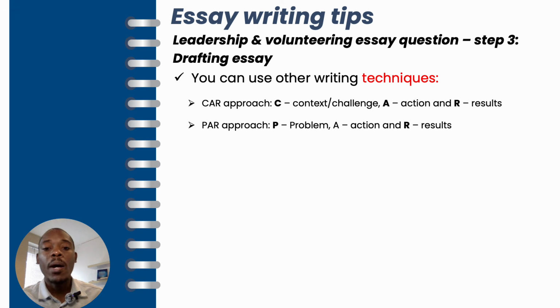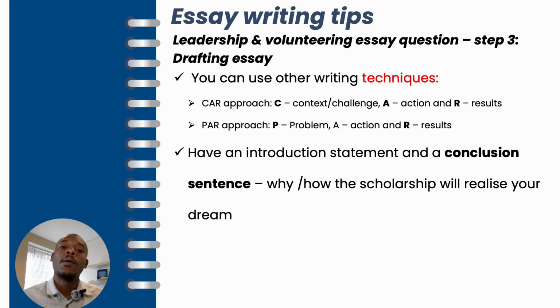You can also use the PAR approach or PAR technique. This starts with the problem. You clearly give the problem that was existing and you needed to solve as a leader, or you volunteered to contribute to solving, what action you did as a leader or as a volunteer, and the results of that voluntary or leadership role. So as you are writing the essay, you need to have an introductory statement, and you need to have a conclusion statement on how you think the scholarship is going to realize your goal or your dream once you are awarded.